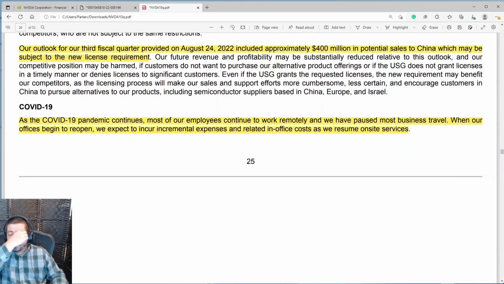Okay. Another interesting note is that as the COVID-19 pandemic continues, most of their employees are still working remotely, and they've paused most business travel. So that's keeping expenses down. When the offices begin to reopen, they're going to experience incremental costs once people start coming back. They need to support those expenses, operate the office buildings. And so that's another potential increase in expenses that's coming up. I don't know if they're going to plan to do this in the next 6 months, 12 months, or 18 months, but whenever it happens, that's going to cause a lift in expenses. So it's another thing investors can be aware of.